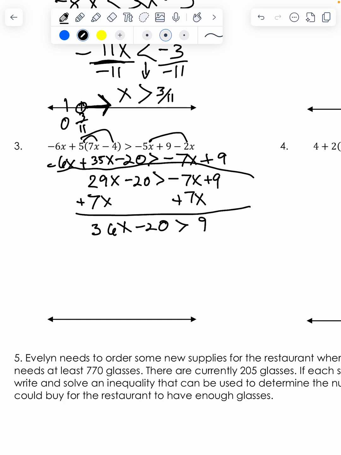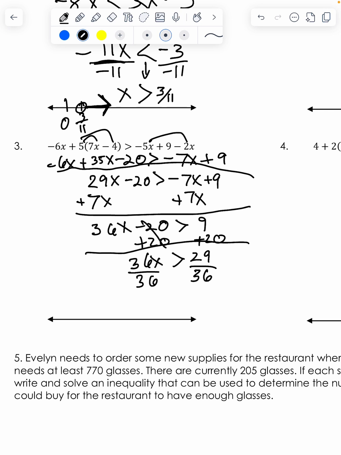And then we're going to add, quiet, Madeline. Then we're going to add 20 to both sides, right? To cancel out that 20, so we get 36x is greater than 29. And then finally, to isolate the x completely, divide by 36, and we can get those to cancel. X is greater than 29 over 36. And you can leave it just like that. It can't simplify. You don't need to give me a decimal. Just leave it as 29 over 36.